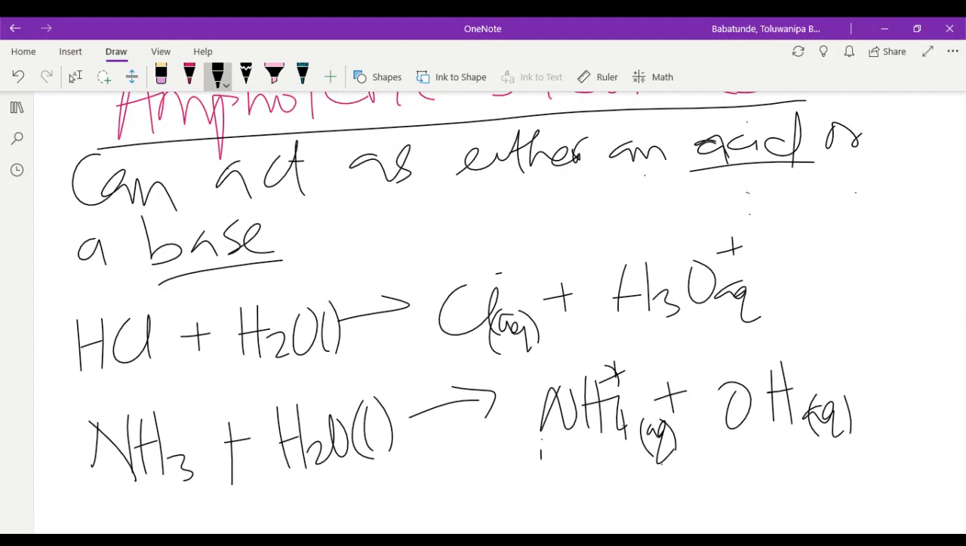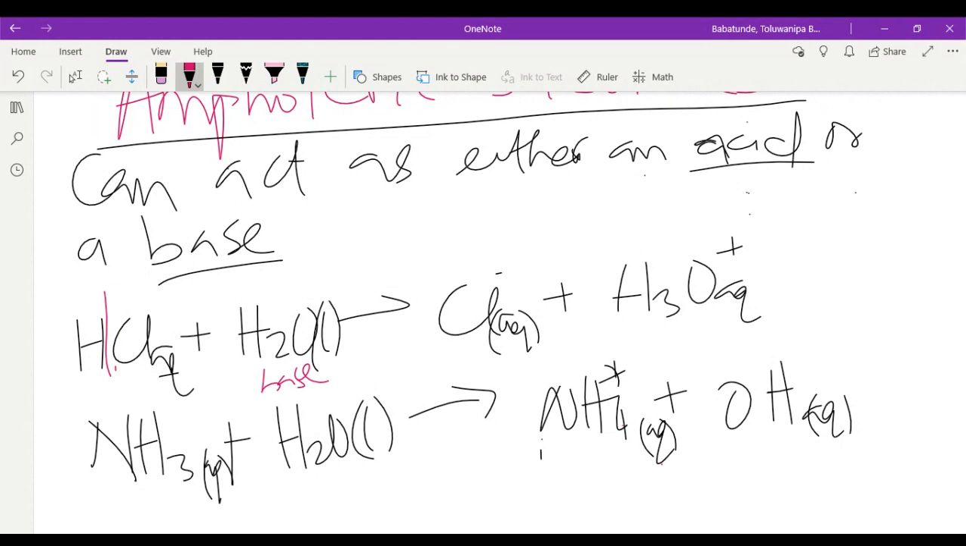Okay, this is a liquid and this is aqueous. And we have aqueous and we have liquid. So in this first equation here, this is an acid, this is a base. Water is a base here because it's accepting this proton from hydrogen.